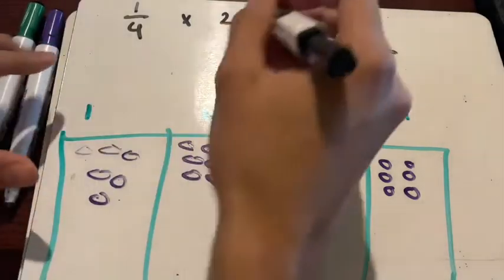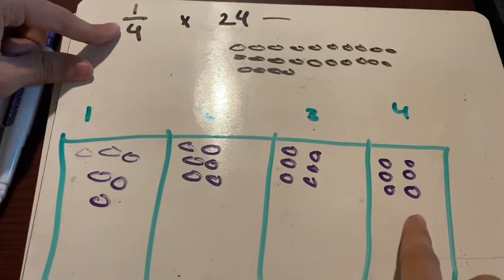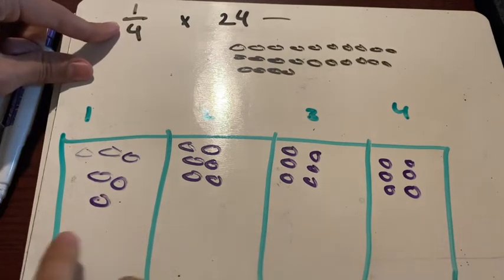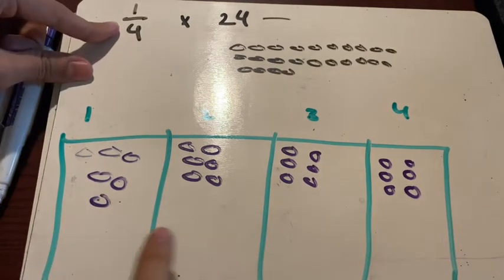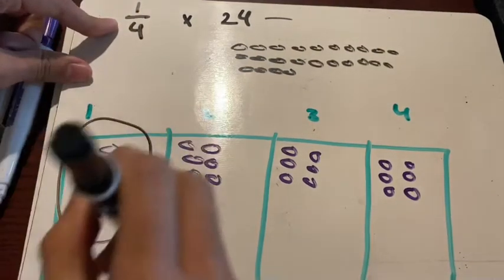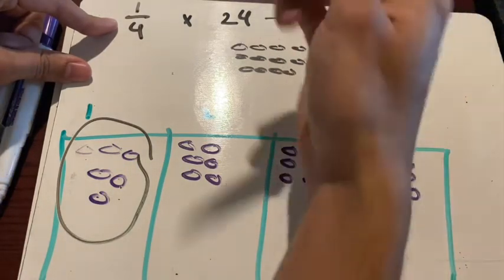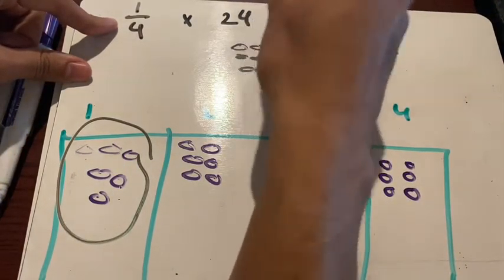And how many did this person grab? 1/4. Did they grab 1, 2, 3, 4 pieces? Did they grab 1, 2, 3 pieces? Did they grab 2 out of the 4? Or did they grab 1 of 4? They grabbed 1 of 4. It tells us right here. So our answer is 1, 2, 3, 4, 5, 6. So that is our answer.